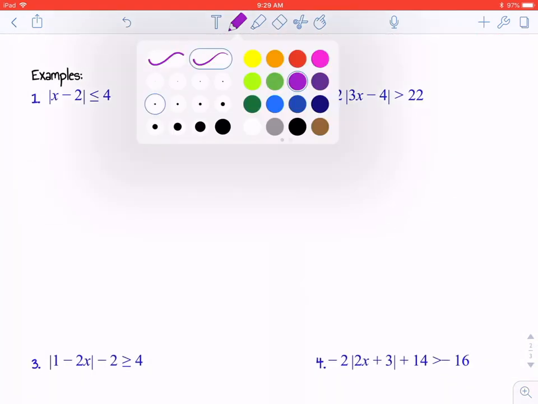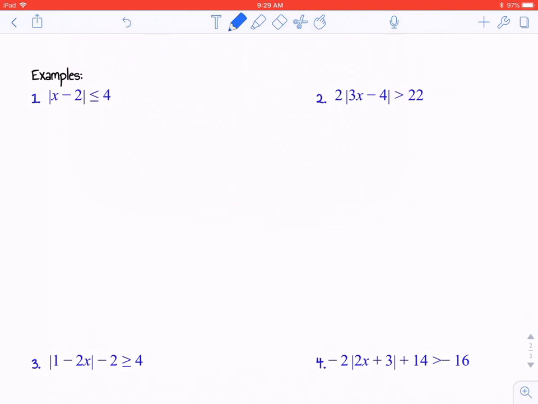All right, so we have 4 examples we're going to take a look at. The absolute value of x minus 2 is less than or equal to 4. So we need to set up our two inequalities. The first one should look like what you're given, just without the absolute value symbols. On the second inequality, you need to switch the inequality sign, so it was less than or equal to, now it's greater than or equal to, and then make that a negative 4.